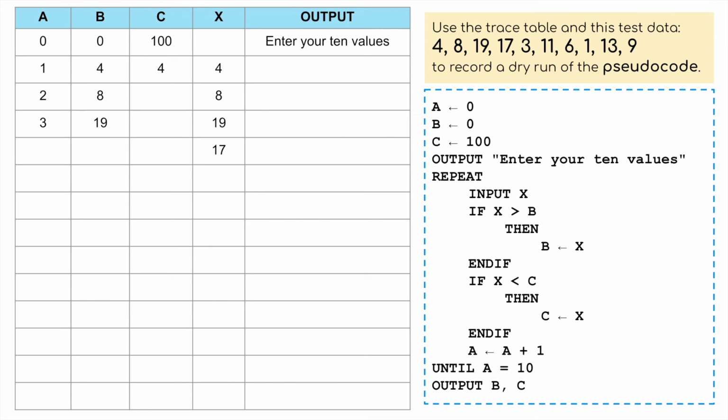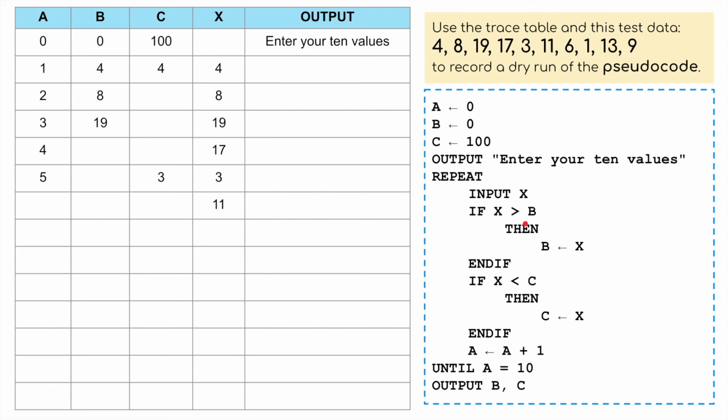We carry on. Input 17. X is greater than B, well, no, it's not, so that gets left alone. X is less than C, well, no, it's not, so we add another 1 to A. And we carry on. 3 now, so now we've got a bit of a change. If X is greater than B, then B becomes X. Well, it's not, is it? If X is less than C, which it is, 3 is less than 4. So we pop that in there. And then we add a 1 to there. So A becomes 5. Carry on.